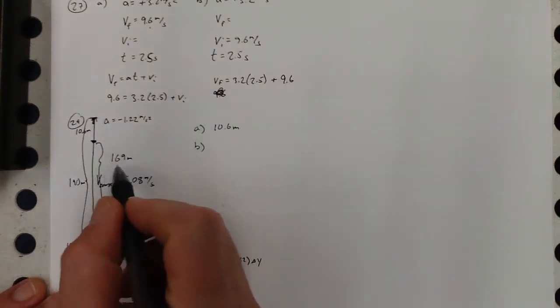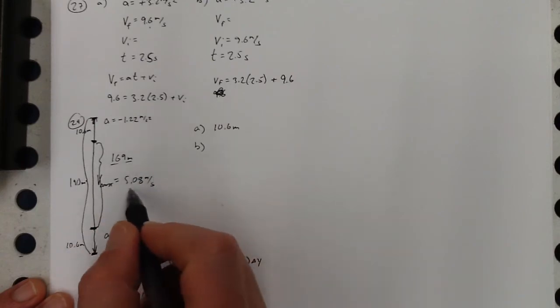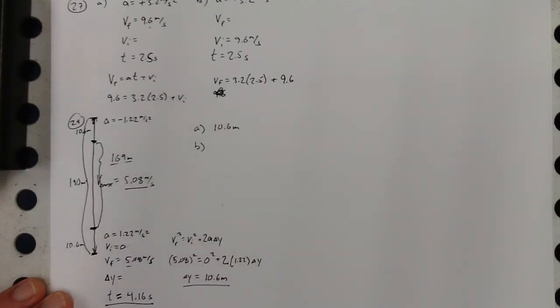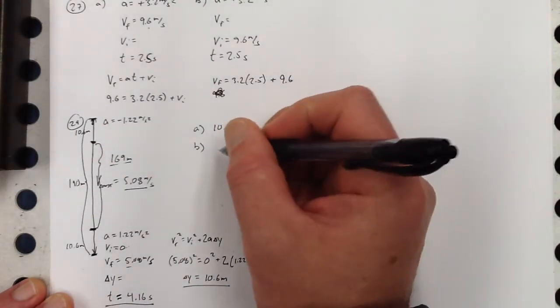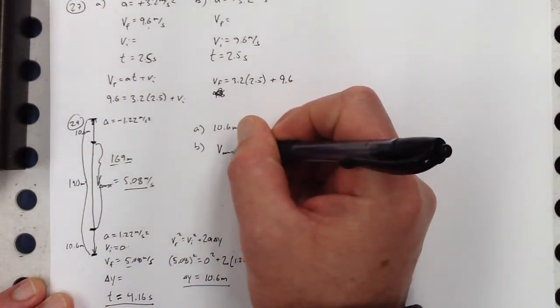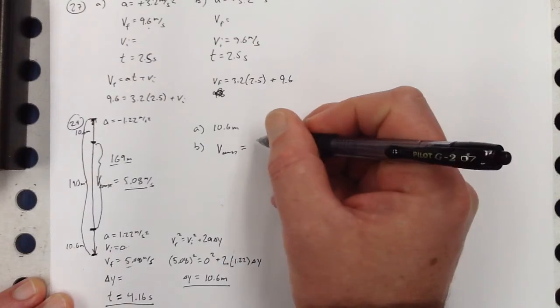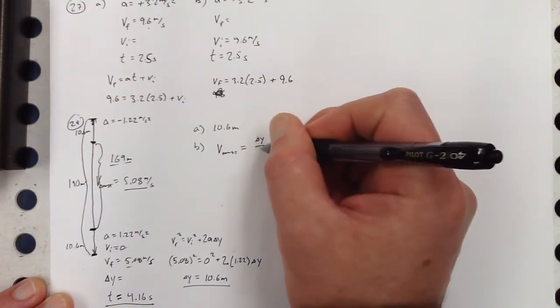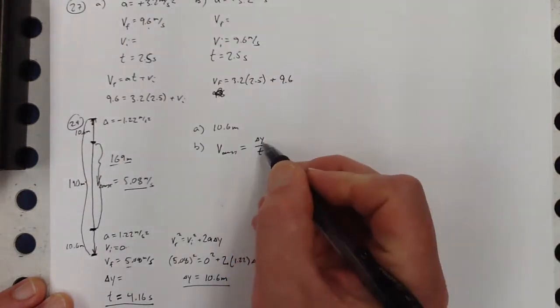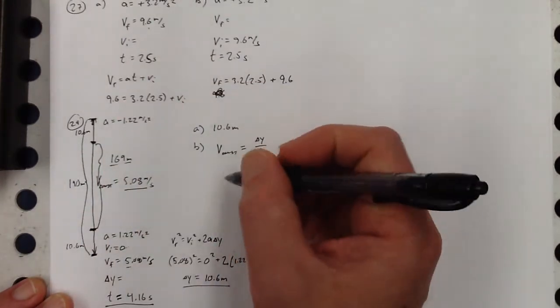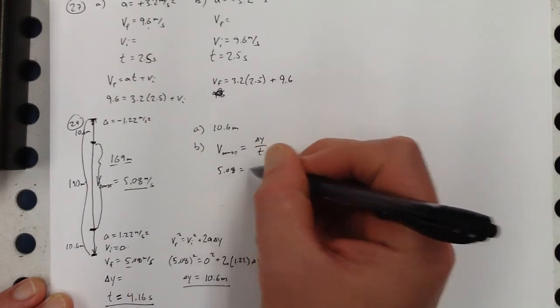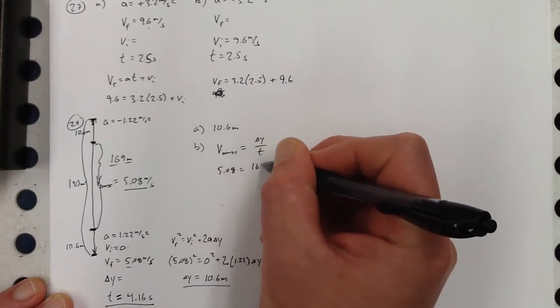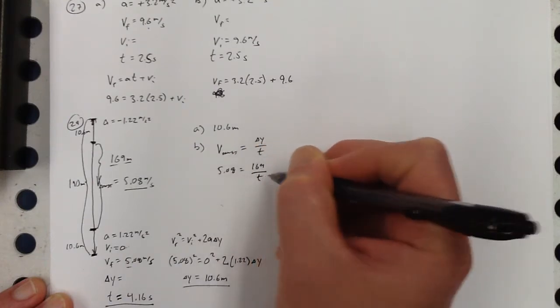And then going this distance at this constant velocity. So back to my constant velocity, if you have a constant velocity, then that's just your distance divided by time. Right, I put a delta y there because I'm going up and down. So my constant velocity, 5.08, is equal to 169 divided by that time.